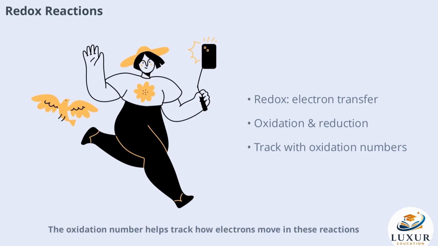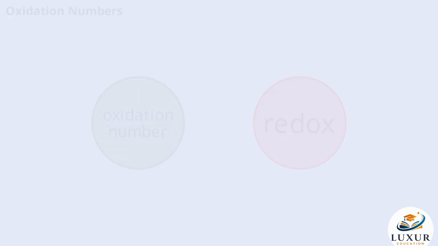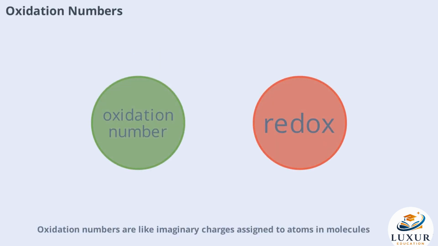The oxidation number helps track how electrons move in these reactions. Oxidation numbers are like imaginary charges assigned to atoms and molecules. They help us keep track of electron flow in redox reactions. There are some basic rules. Hydrogen is usually +1, oxygen is usually -2, halogens are usually -1, and single elements are always 0. The sum of oxidation numbers in a molecule equals its overall charge. By comparing oxidation numbers before and after a reaction, we can see which atoms gained or lost electrons.